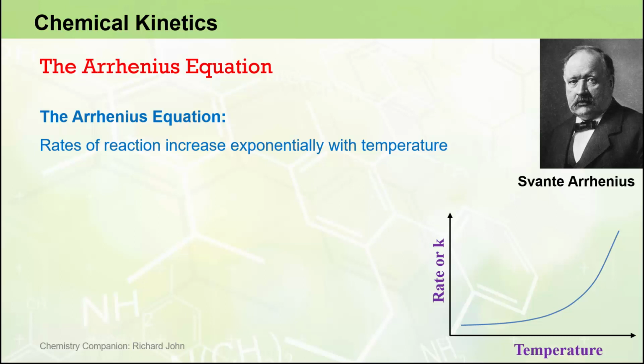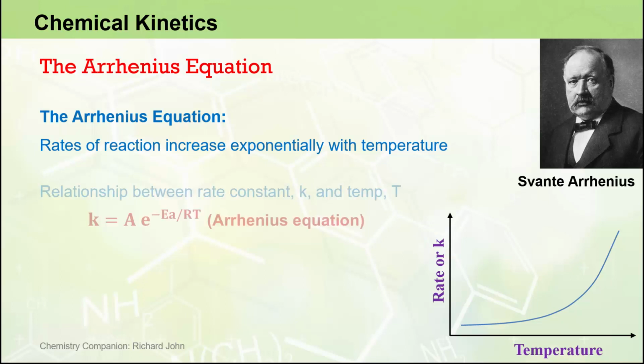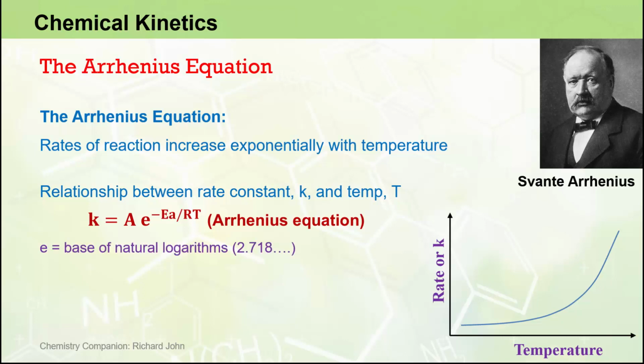The change in rate with changes in temperature is largely associated with a change in the value of the rate constant k. He quantified this observation by what is now known as the Arrhenius equation: k equals A times e raised to the power of minus Ea divided by R times T, where e is the base of the natural logarithm with a value of 2.718 to 4 significant figures.